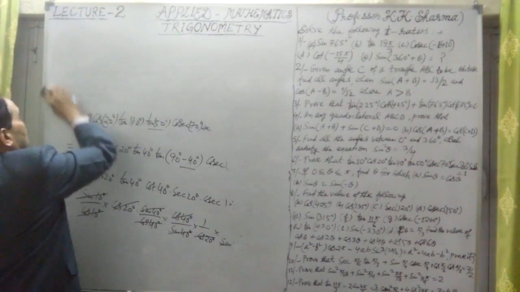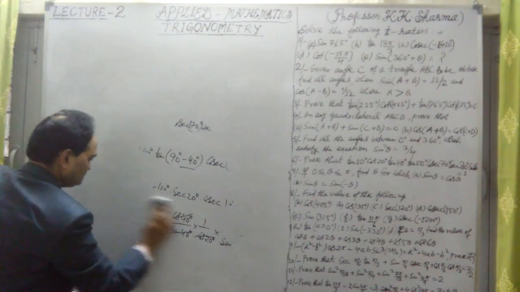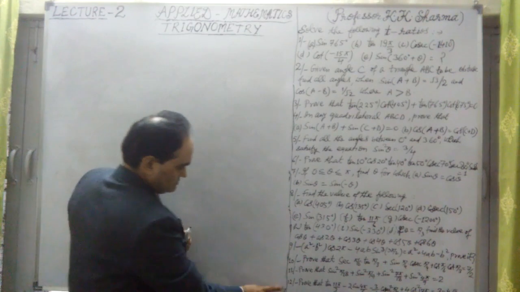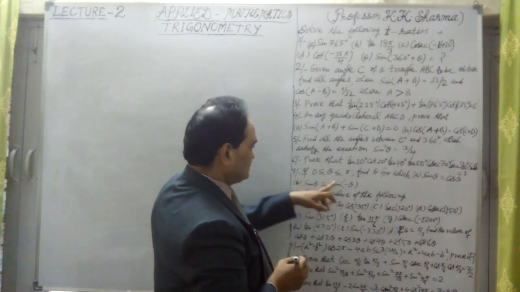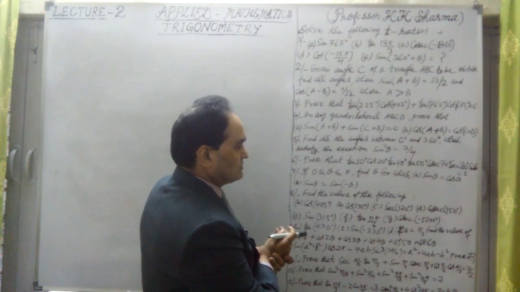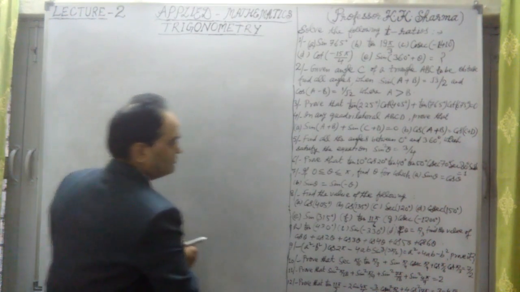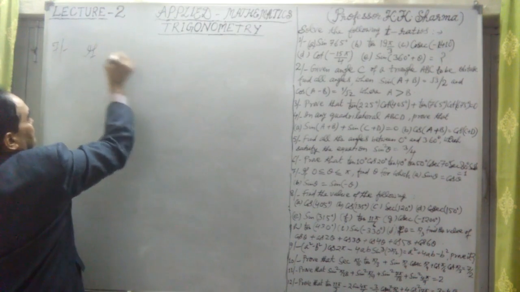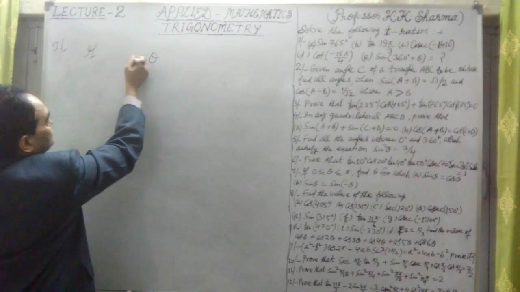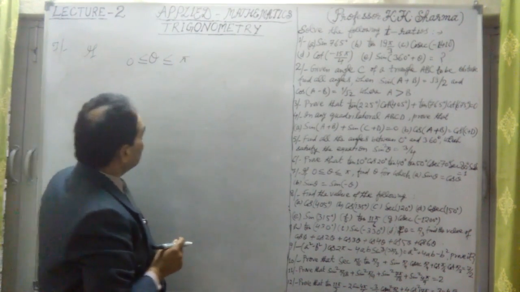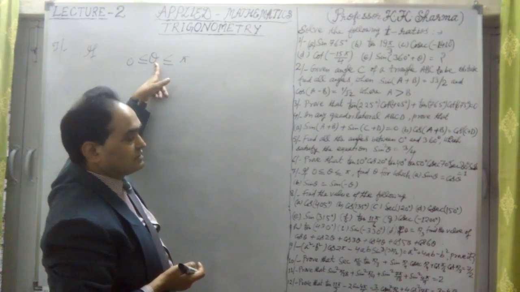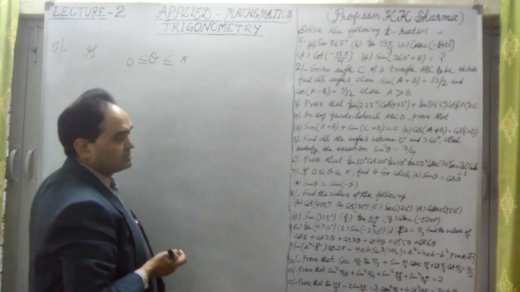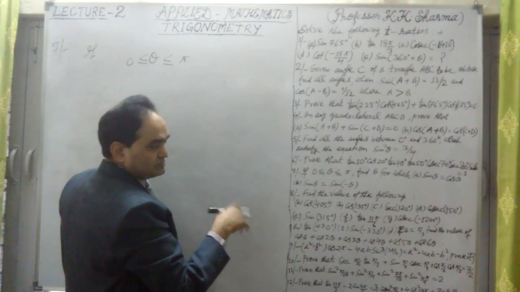Now question number 7. Let me check it. Question 7 says, if theta lies between 0 and pi, find theta for which sin theta equals cos theta and sin theta equals sin of minus theta. Theta is greater or equal to 0 and less or equal to pi, so the value of theta can be 0 or pi also, since it is equal to 0 and pi also.